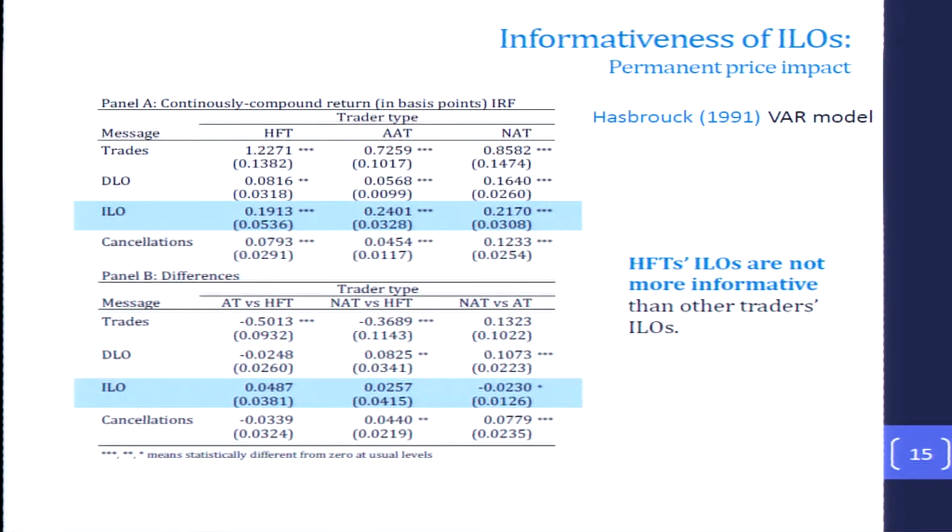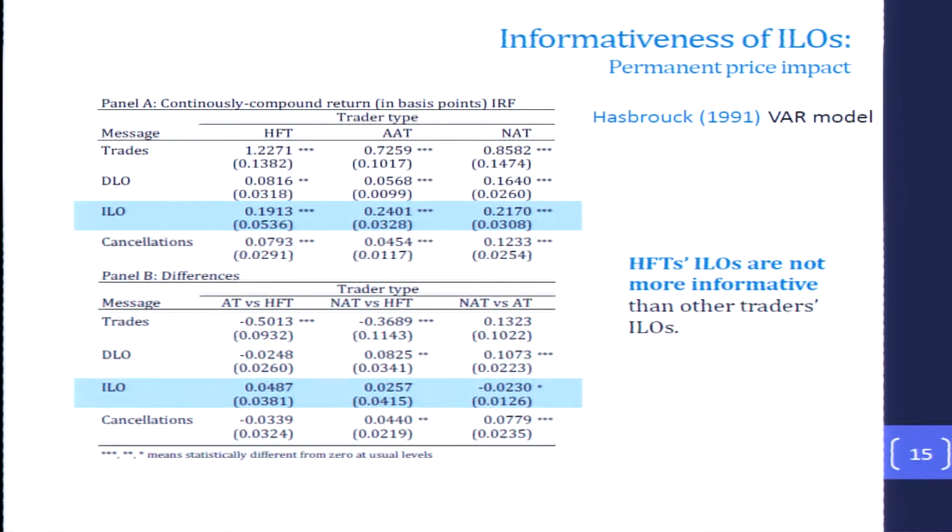A big part of the theory of order exposure related to the information content of these traders. What kind of information do they have? So we've done a lot of analysis on the information. I'll present you 3 sets of results. The first one is this Hasbrouck 1991 model, and we find that, of course, trades as expected have high information, but amongst 3 categories of traders, the high-frequency traders have the lowest information content.